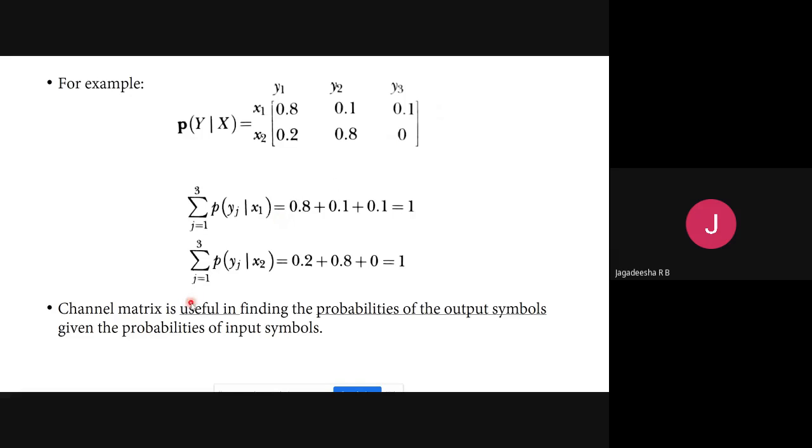Okay, channel matrix: when is it useful, or what is the significance of writing the channel matrix? The channel matrix is useful in finding the probabilities of the output symbols given the probabilities of the input symbols. That's what I said. You know the input probabilities, maybe x1 or x2, and then you want to find out the probability of getting a particular y, maybe y1, y2, or y3, in general yj.